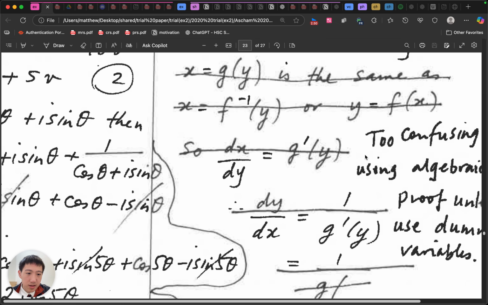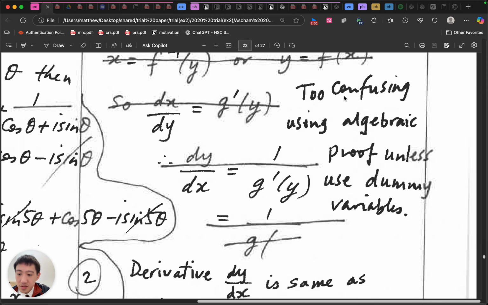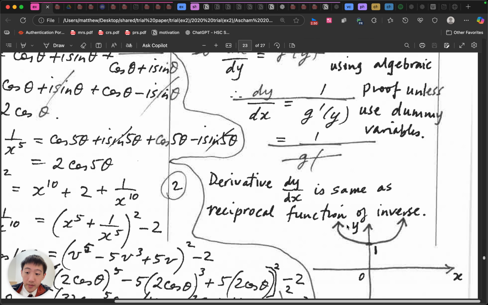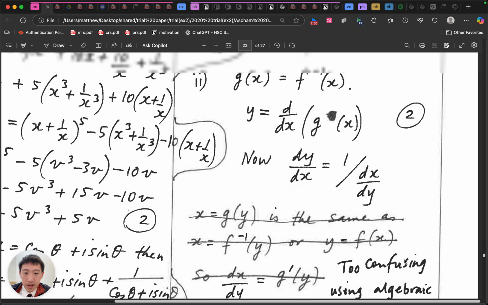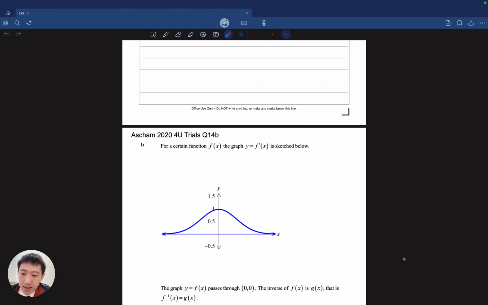They said it's too confusing using algebraic proof unless using dummy variables, but you can't prove something that's wrong, isn't it? So that teacher needs to actually learn how to make simple answers and learn these questions from the HSC, know how it works before putting it into their own trials. So see, they didn't draw the asymptote, which shows that they didn't think about it. However, you should know about it because you've seen this video.